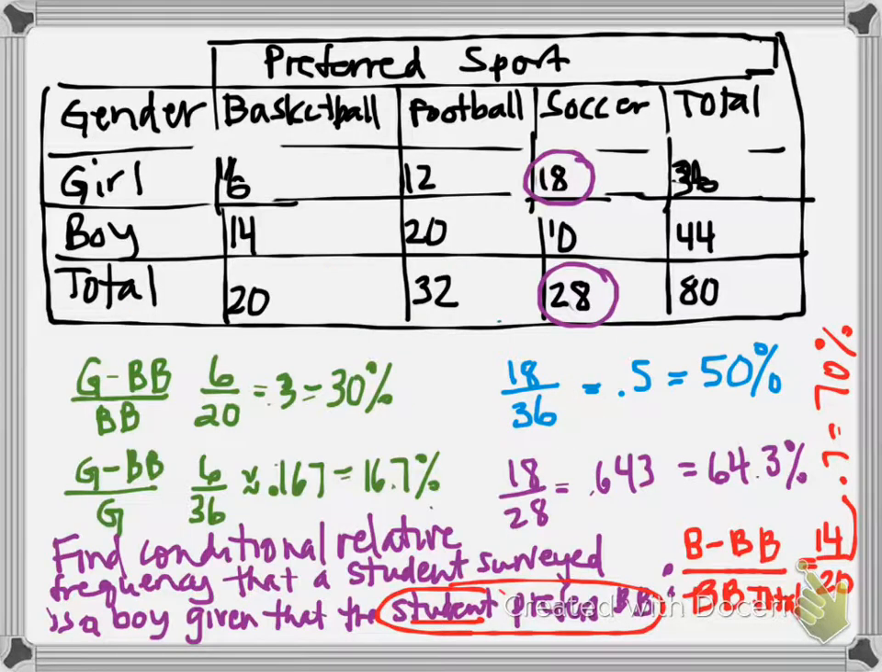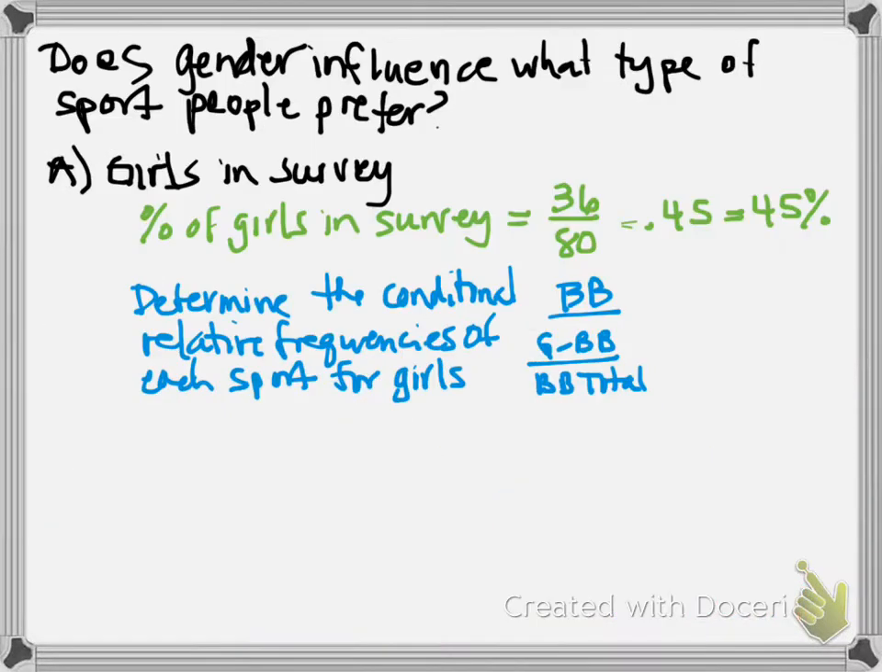Looking back in our chart, total number of girls for basketball was 6. Total number of people for basketball? 20. So we're going to get 6 over 20, which is 0.3, which is 30%.